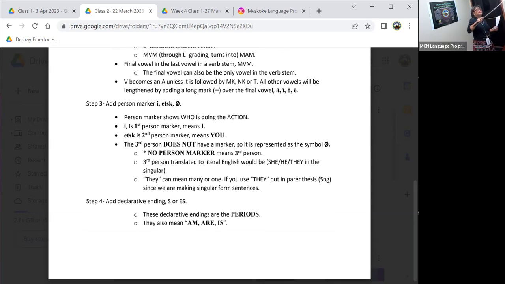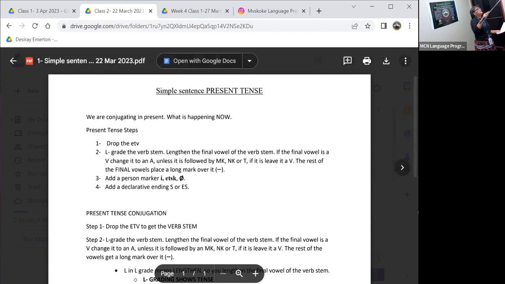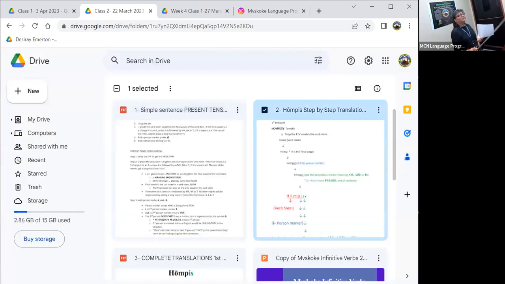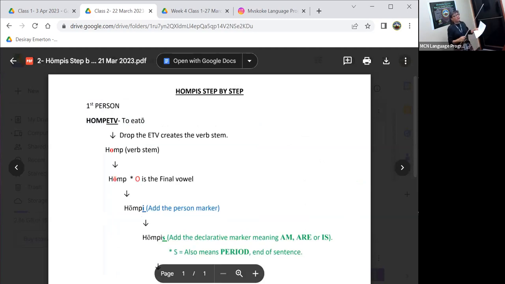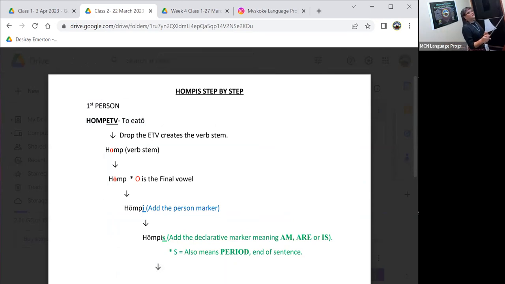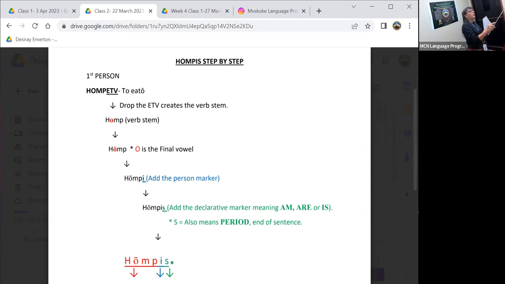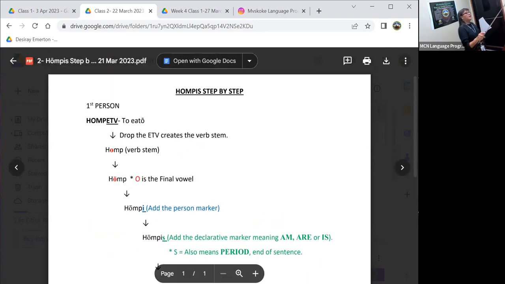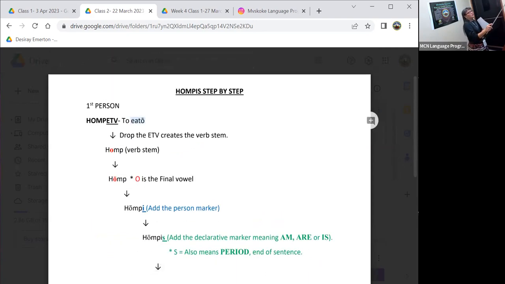All right, so now that we've gone over that, let's start looking at it step by step. Like I said, we're just reviewing the previous classes so we can go a step further. And hombis, or actually it should be hombida. So we are going from hombida to hombis. So right here, and oh, I keep forgetting to change that. It should just be 'to eat', not 'to eat O'. So just mark the O.